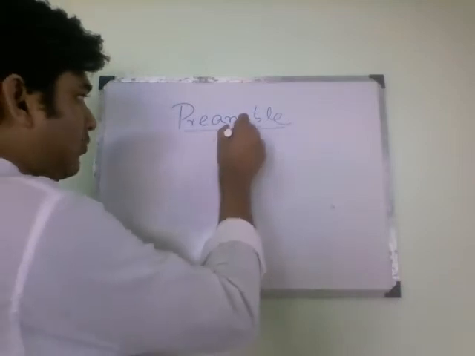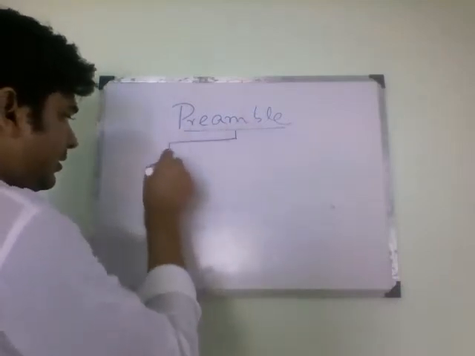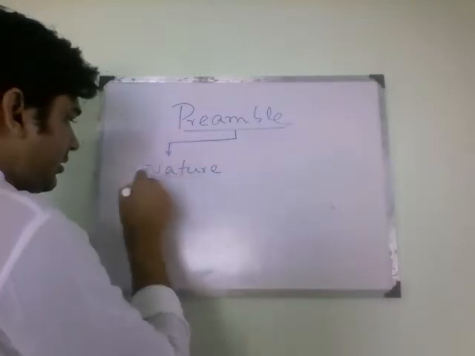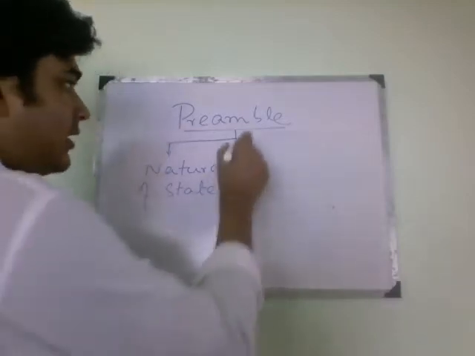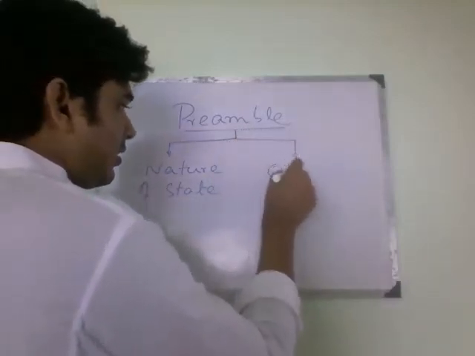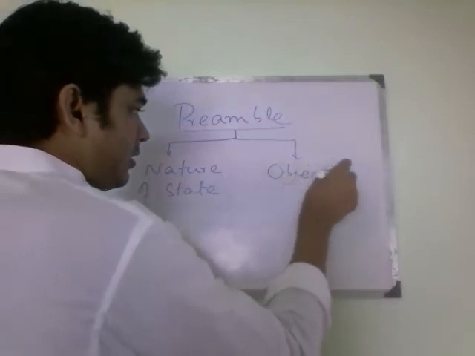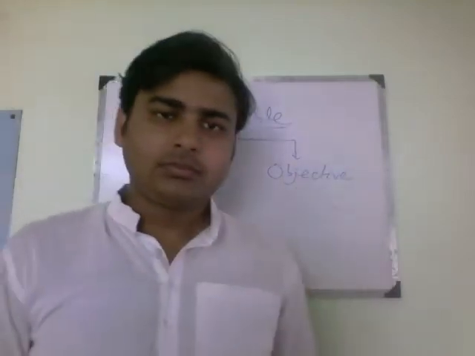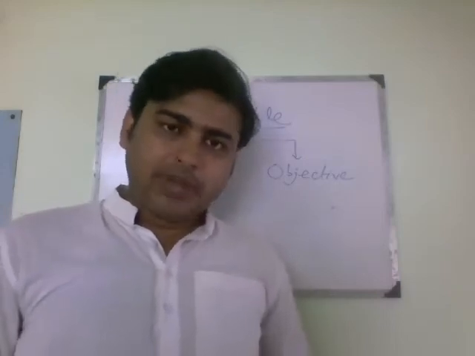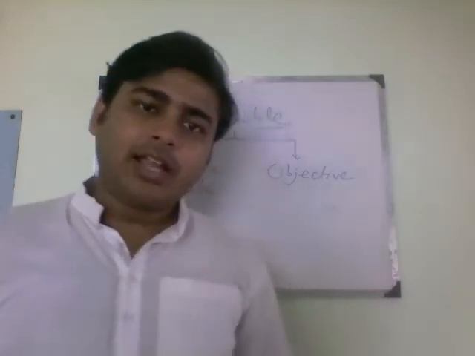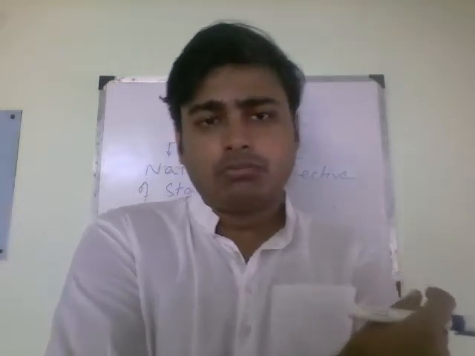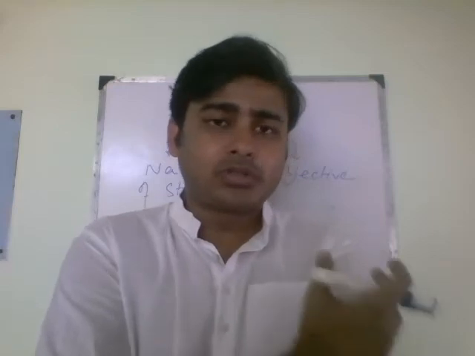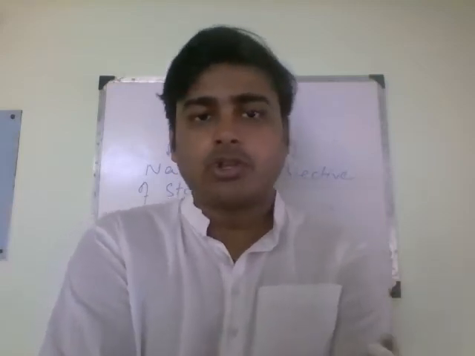So two things. One is nature of state, and the other one is objective. You must be knowing that the preamble was written at the end of the constitution. That means when the whole constitution was drafted, and it went on through 2 years, 11 months and 18 days, almost 3 years. And after this period, our constitution was made.